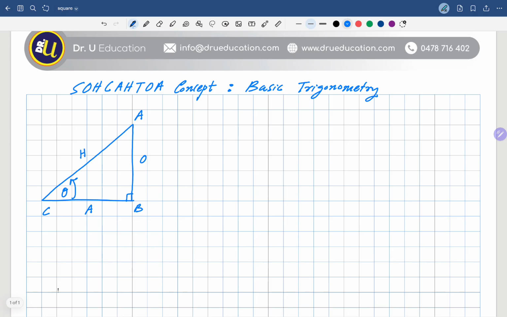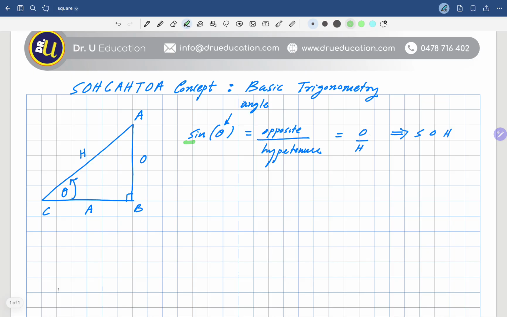So the basic SOH CAH TOA concept is this: sine theta, where inside should be an angle, is equal to opposite divided by hypotenuse. So this is the definition. Opposite is going to be O, hypotenuse is going to be H. So that's how we have the SOH concept. S is coming from here, O is coming from here, H is coming from here.